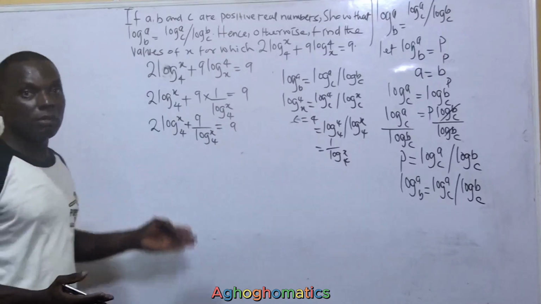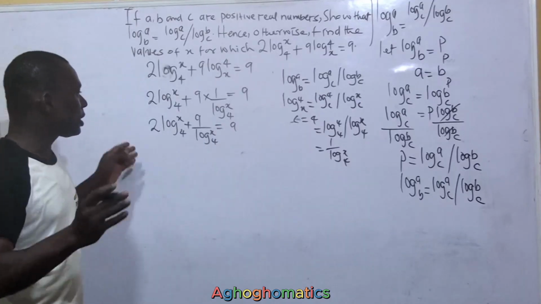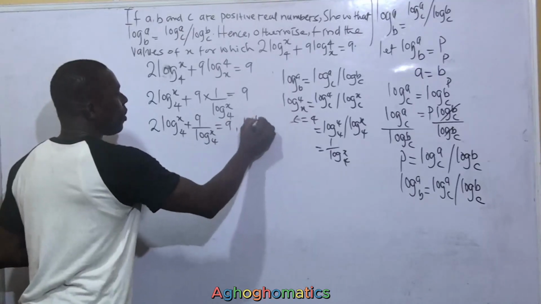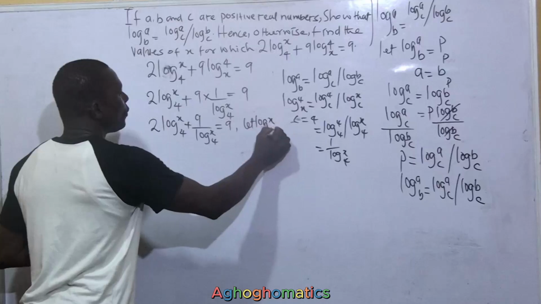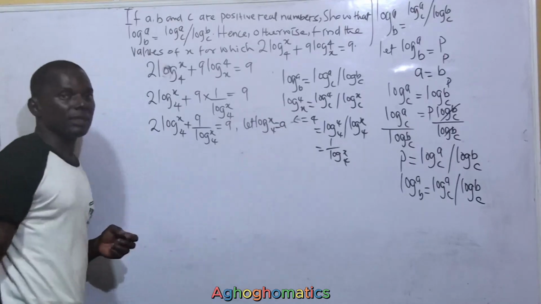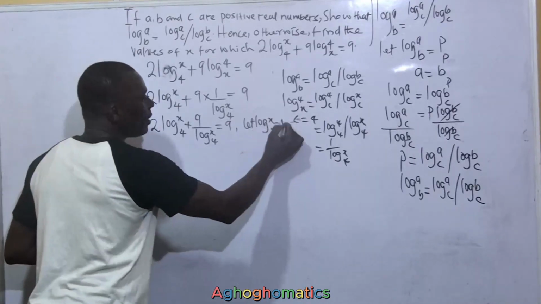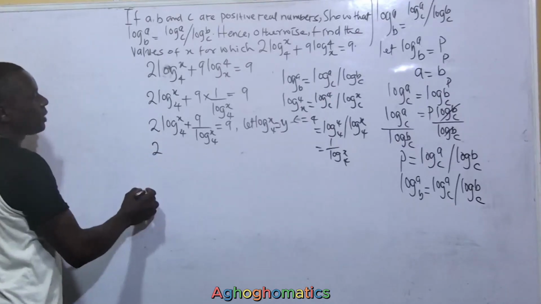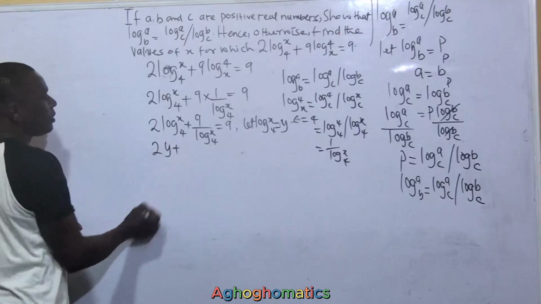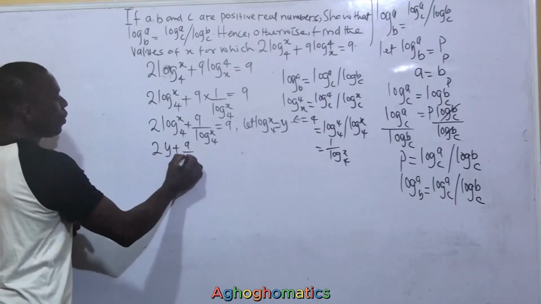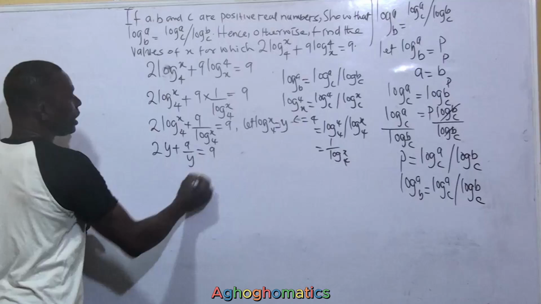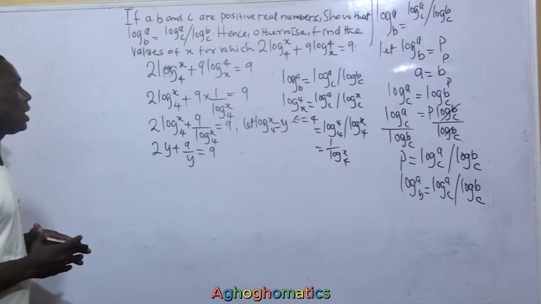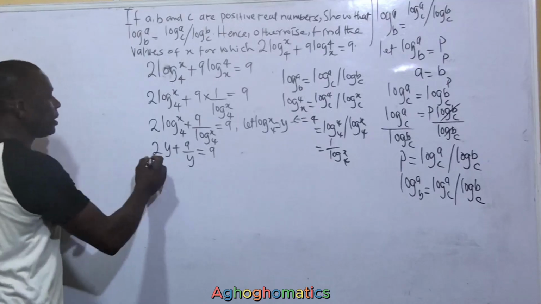But here we cannot proceed. One thing we can do is let log x to base 4 be y, for instance. So in place of log x to base 4, we replace it with y. Here this becomes 2y, and this becomes 9 over y, is equal to 9. Now, how do we proceed from here? It's very simple. All we need to do is to clear this.